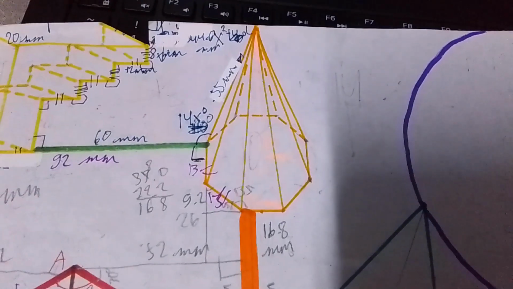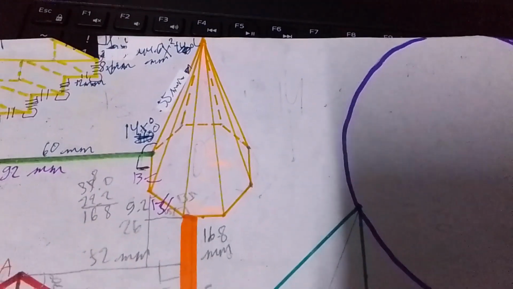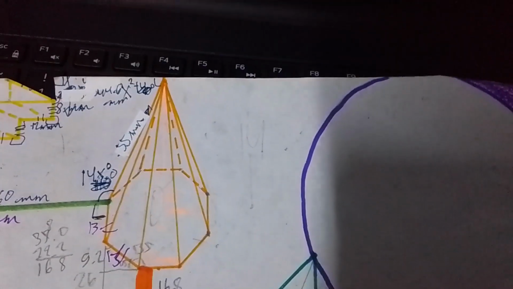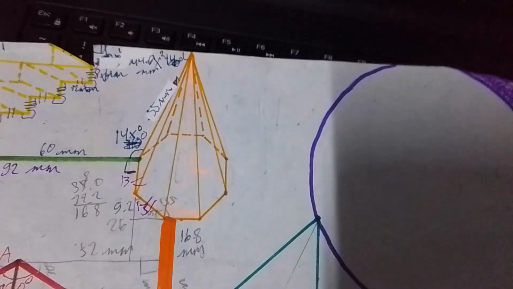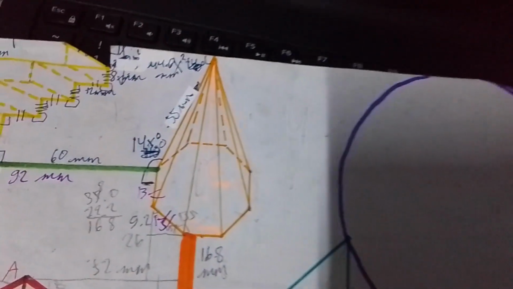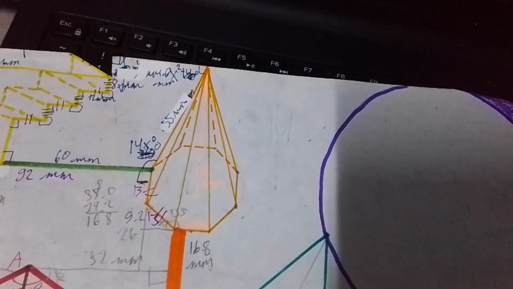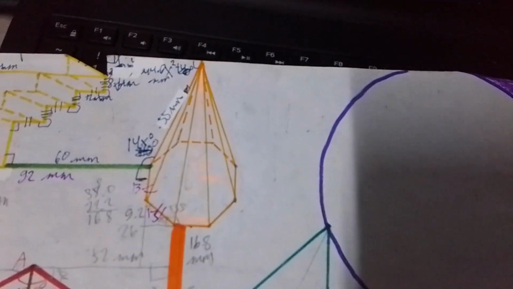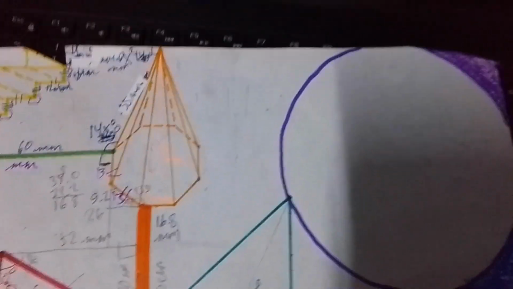Okay, are you ready for the next problem? So we have an octagonal pyramid. In the octagonal pyramid, it says that the height is 60 millimeters, and one side of the octagon measures 13 millimeters. So therefore, here's how we're going to solve for the surface area and volume of the octagonal pyramid.